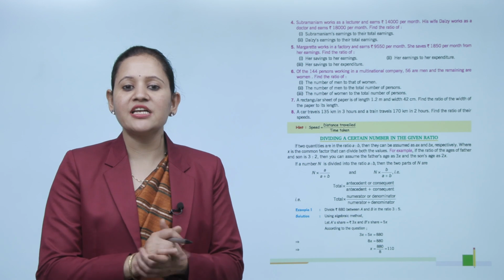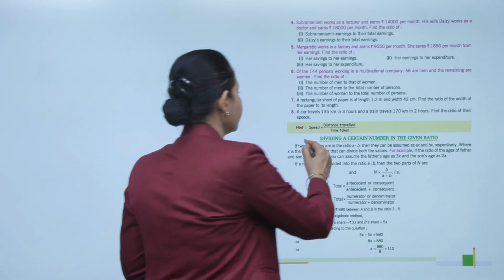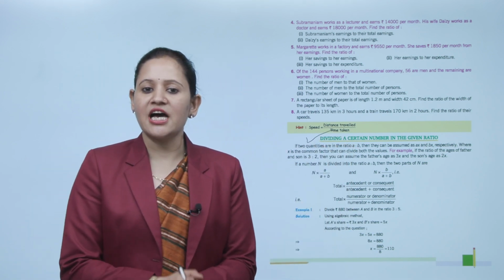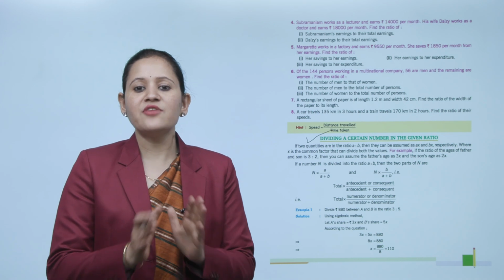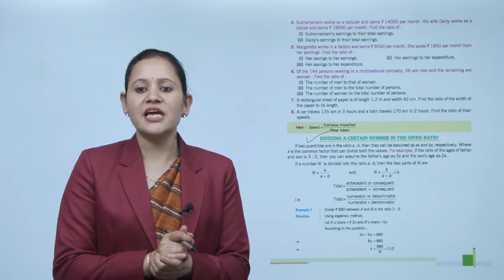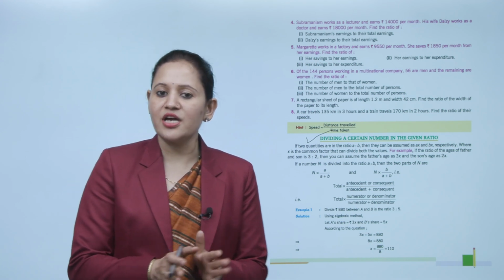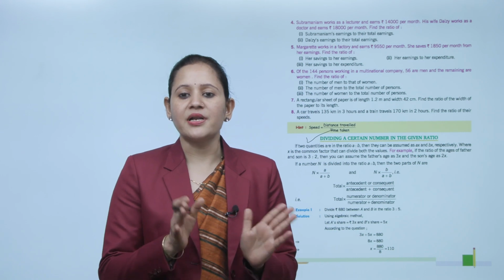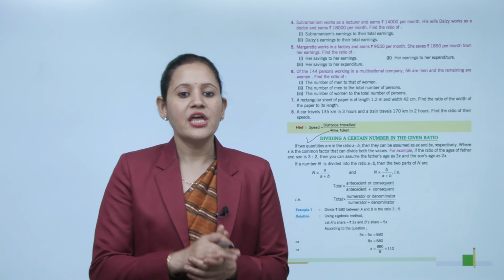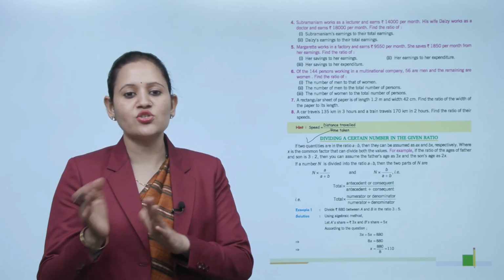Next is dividing a certain number in a given ratio. If two quantities are in ratio A ratio B, then we can assume them as Ax and Bx respectively, where x is the common factor that can divide both the values. For example, if the ratio of the ages of father and son is 3:2, then you can assume that the father's age is 3x and the son's age is 2x.